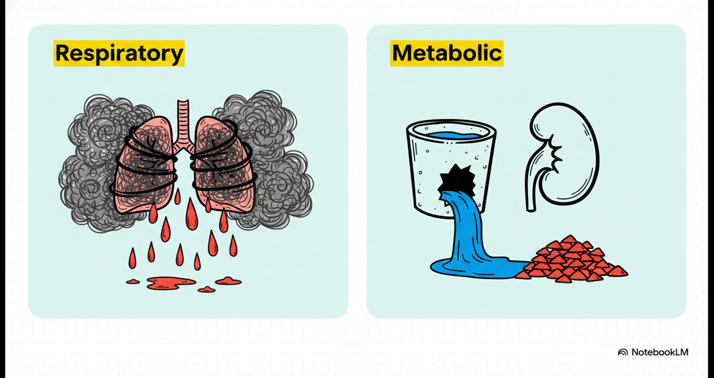On the flip side, a metabolic origin is driven by bicarbonate. This happens when the body loses its basic buffers, like through severe vomiting or diarrhea, or when it accumulates non-volatile metabolic acids that just eat up all the available bicarbonate.